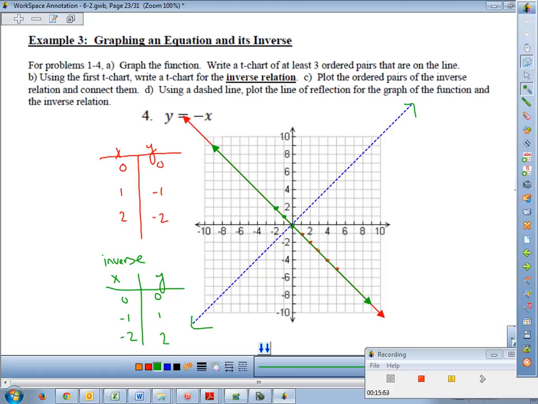The original guy and its inverse are the same thing. It's its own inverse. Weird.